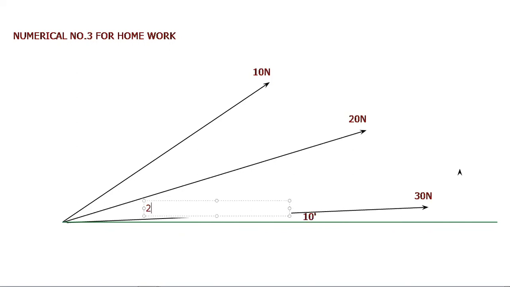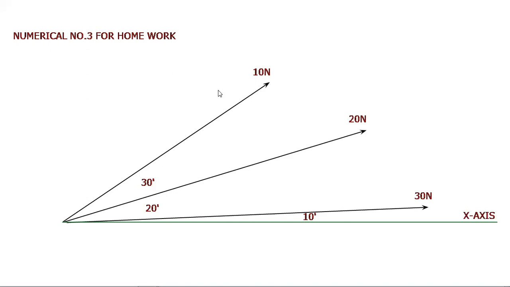These are the angles made with respect to the horizontal x-axis. So this is the homework that you need to complete, and you have to solve it in your notebook. This is the third numerical given for the homework.